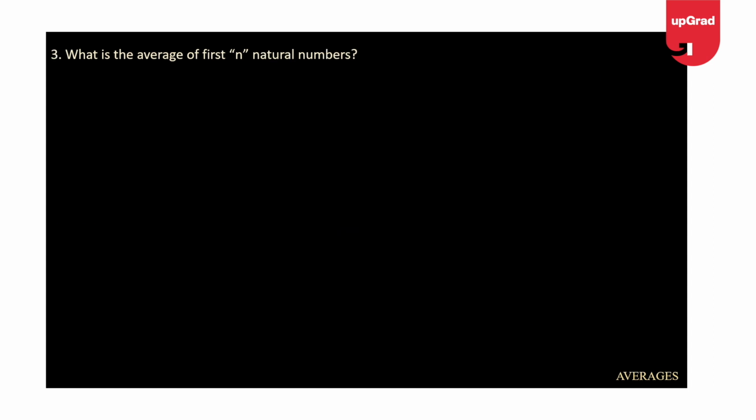Let's increase the level of the questions. Now this time, instead of odd or even, it has become natural numbers. Let's talk about first 6 natural numbers. 1, 2, 3, 4, 5 and 6. And we have to find out the average. So we have to divide it by 6. This is a general formula. So 1 plus 2 is 3, plus 3, 6, 6 plus 4, 10, 10 plus 5, 15, plus 6, 21, and 21 divided by 6.